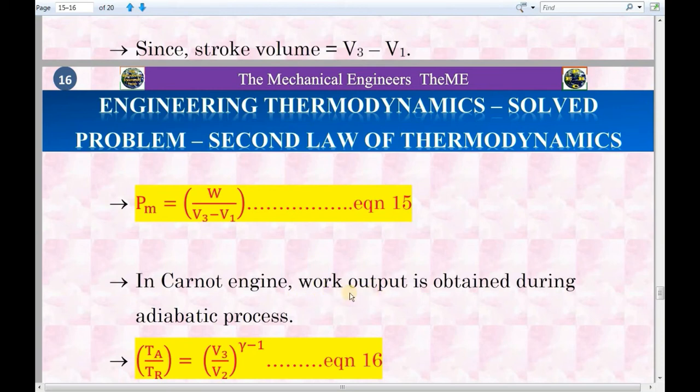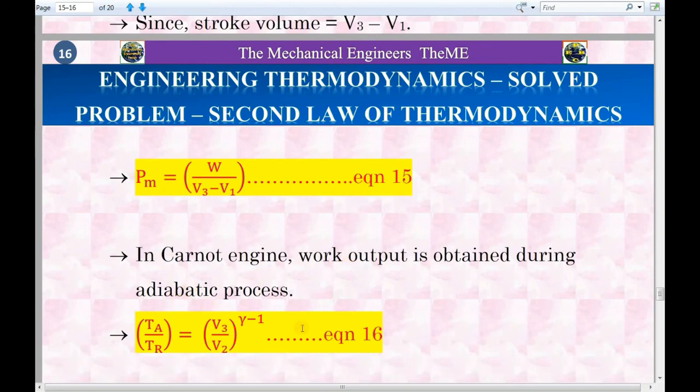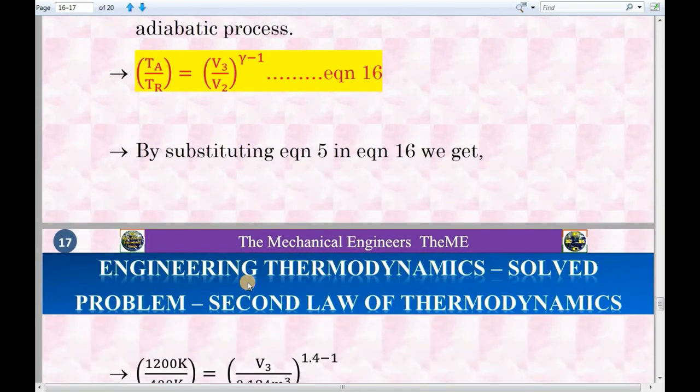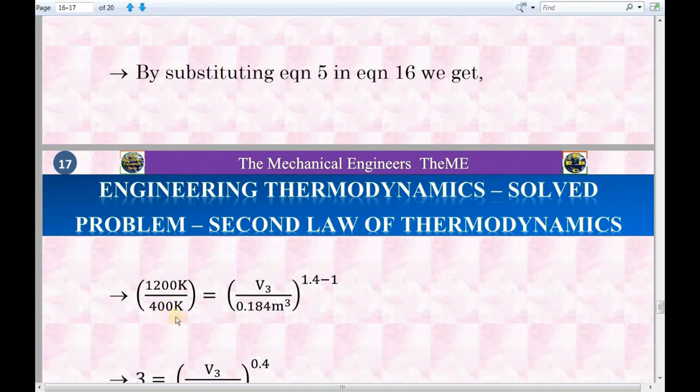The formula for the adiabatic process is TA by TR is equal to V3 by V2 whole to the power of gamma minus 1, and consider this one as equation 16. In equation 16, we know the values of TA, TR, V2 from equation 5, and gamma. So just substitute the values, we get 1200 Kelvin divided by 400 Kelvin is equal to V3 divided by 0.184 meter cube whole to the power of 1.4 minus 1.